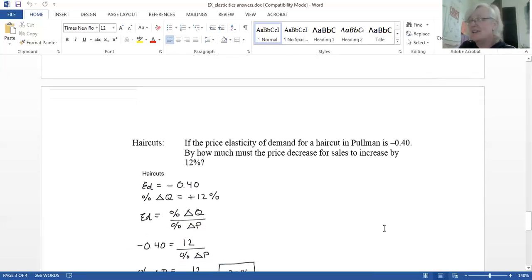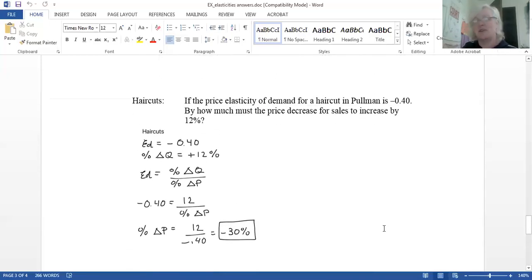All right. And then lastly, I think this is the last one. Hopefully my Zoom hasn't cut out anymore on you guys, right? In this case, haircuts. If the price elasticity of demand for a haircut in Pullman is negative 0.4, so right away I wrote down ED is equal to negative 0.40. Again, no units, no percentages, no nothing, just a number. It's a unit-free number.